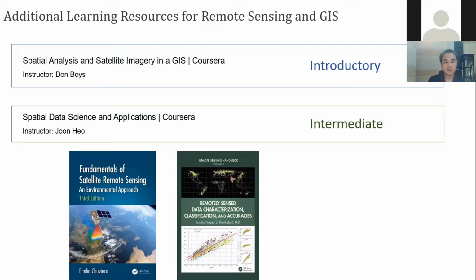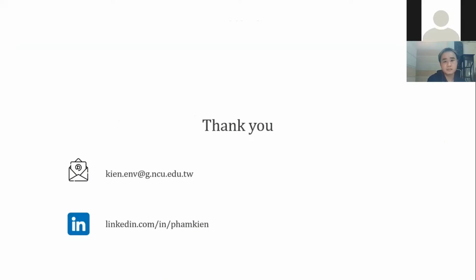And the second one is the Remote Sensing Handbook, published by CRC Press. It actually includes 3 different volumes, and it's a bit harder to understand and follow. So I think that is the end of my part. Thank you for listening.